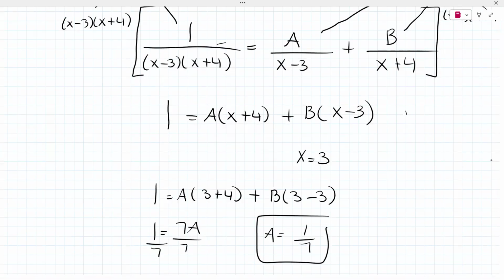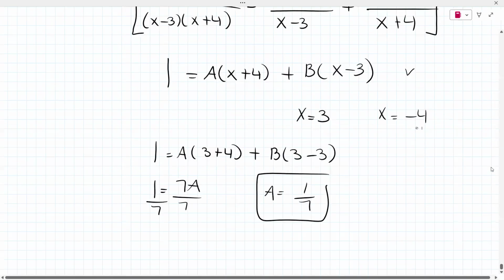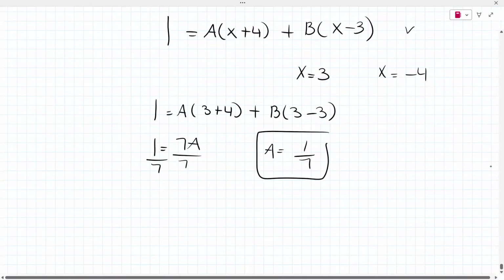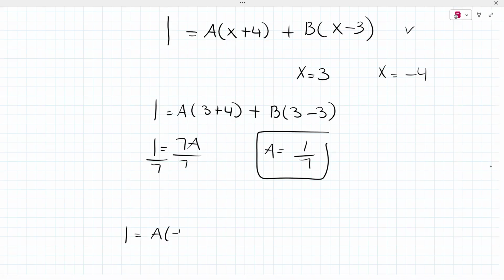So if we go back to here, and we know that a is 1/7, how can we solve for b? Yeah, plug in another value for x. So maybe we can do x equals, I don't know, -4. Okay, so it's going to be 1 equals a, and then replace x with -4. So that's -4 plus 4 plus b, and then -4 minus 3.